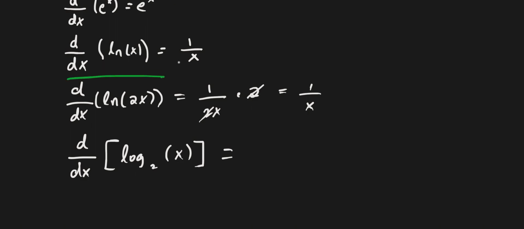We know that the derivative of the natural log of x is equal to 1 over x. Now, just remember this general format. If you have the derivative of natural log of x, what is the natural log of x? Well, that's log base e of x. You need to know that, okay?